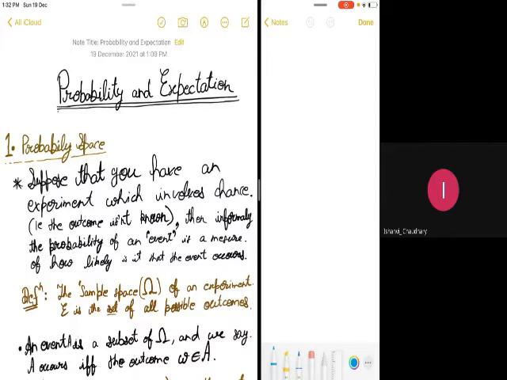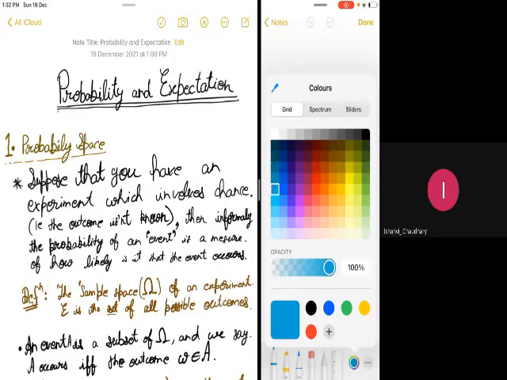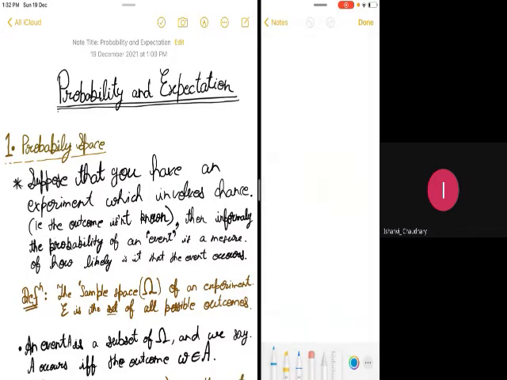Firstly, we define a probability space. Suppose that you have an experiment E, and this experiment will not have a predetermined outcome. So we will construct a set capital Omega of all possible outcomes of this experiment, and we will call this set our sample space.